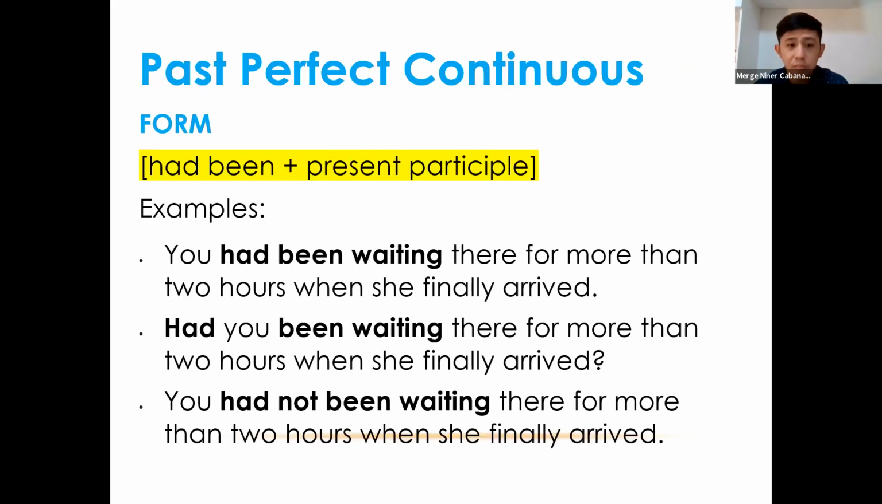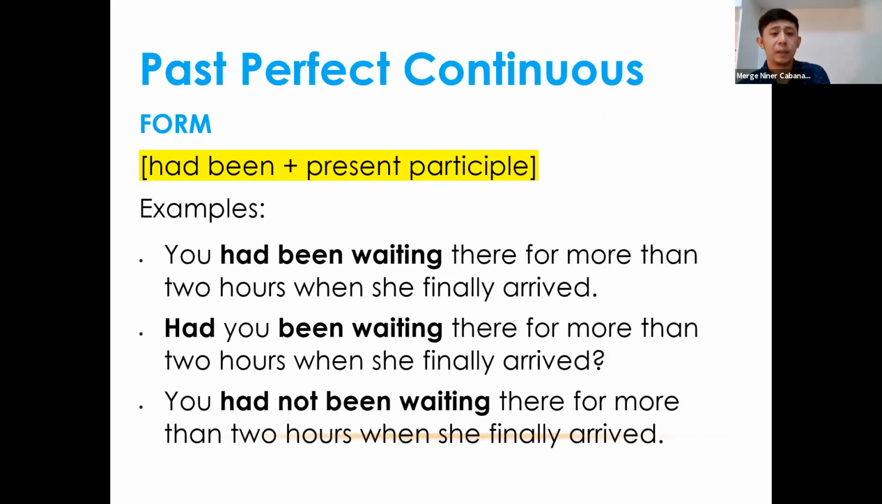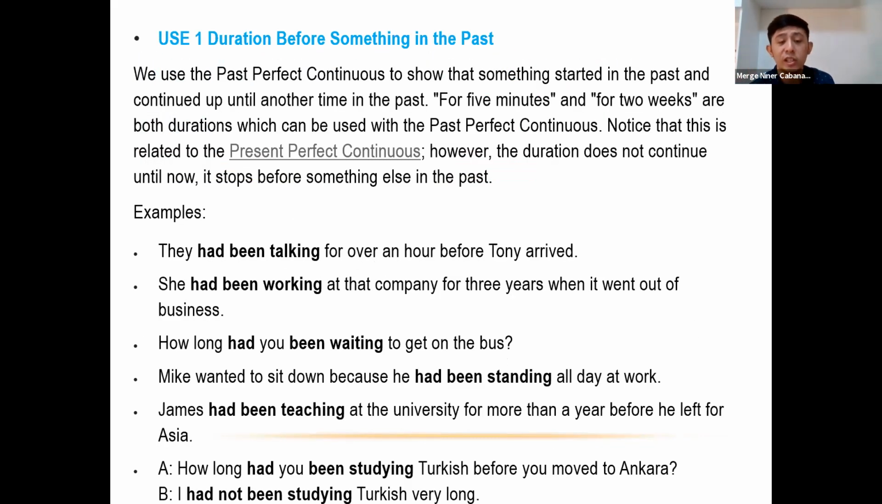Past perfect continuous: had been plus present participle. Had been eating, had been raining, had been studying, had been confirming, had been listening, had been reading, had been writing, had been speaking. So when do we use the past perfect continuous? We use it for number one, duration before something in the past. So we're talking about how long something occurred, not now, but in the past. So they had been talking for over an hour before Tony arrived, okay? She had been working at that company for 3 years when it went out of business. So take a look at this.